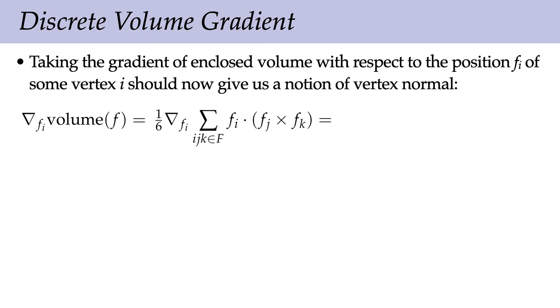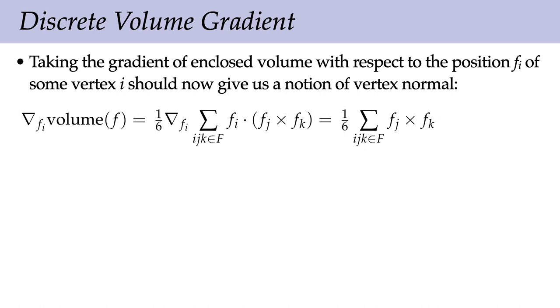Okay, and if we take the derivative with respect to vertex i, we just peel off this Fi dot term, and we're left with a sum over all triangles touching vertex i of the cross product of the two other vertices in that triangle. Another way of looking at this is we're just saying we walk around the boundary of the vertex star, and we take the cross product of consecutive positions.